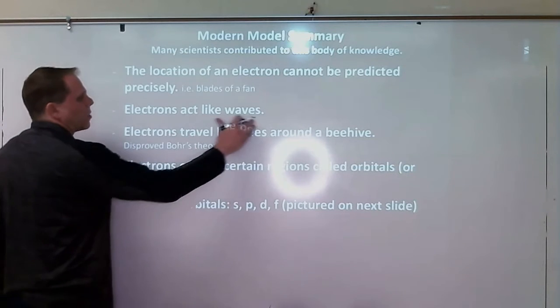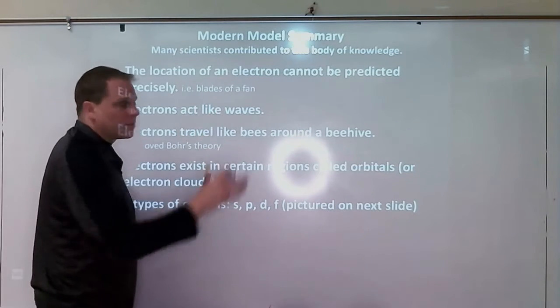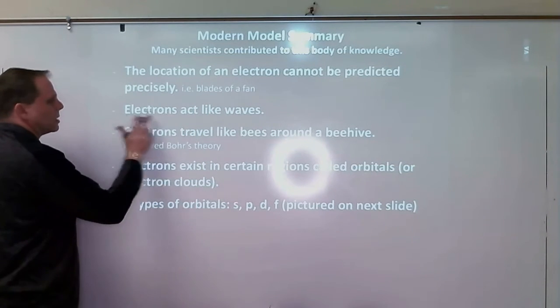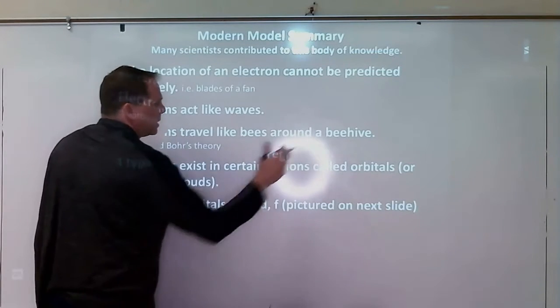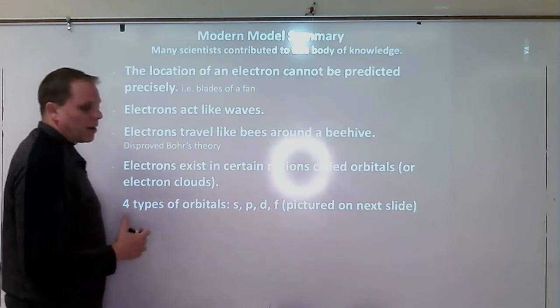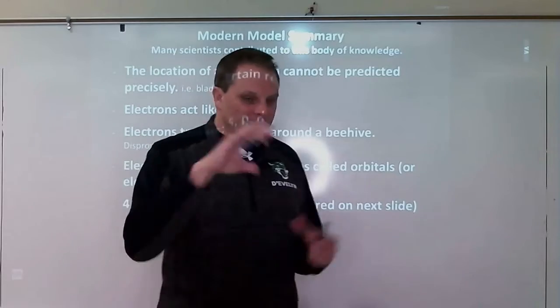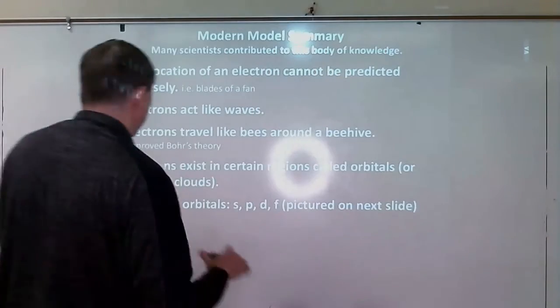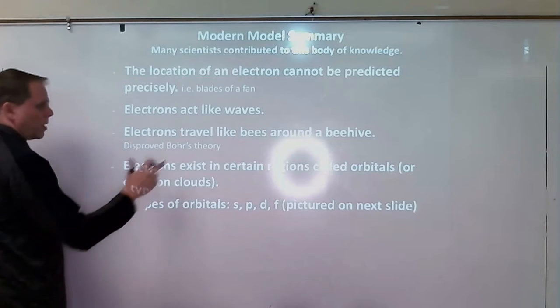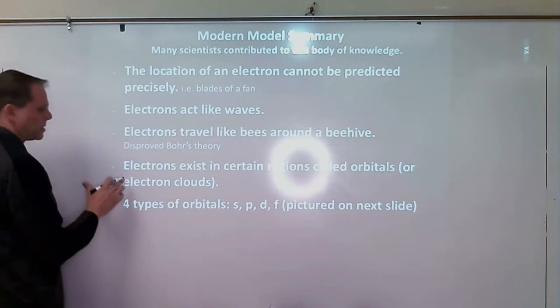All right, so they act like waves. Remember I said they kind of vibrate with wave-like properties. That's what is very unique. De Broglie kind of helped us understand that. Electrons travel like bees around a beehive, okay? Now, again, they're zipping all around. They're not in any sort of regular pattern, so this is not at all what Bohr was saying, okay? We'll show you a picture of where their beehive is in a second.